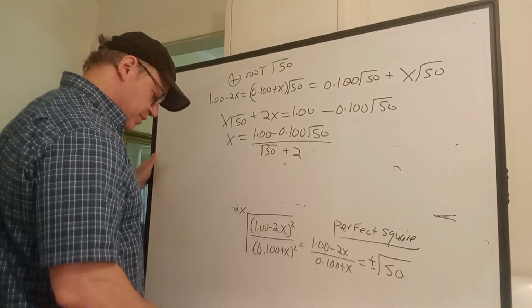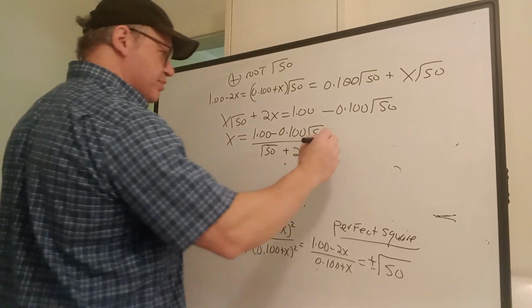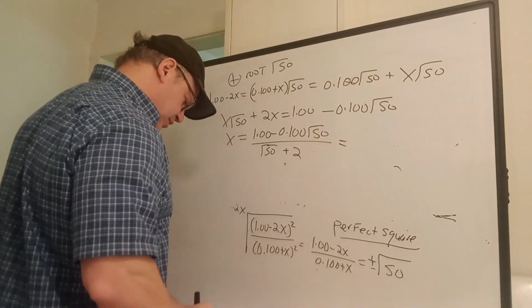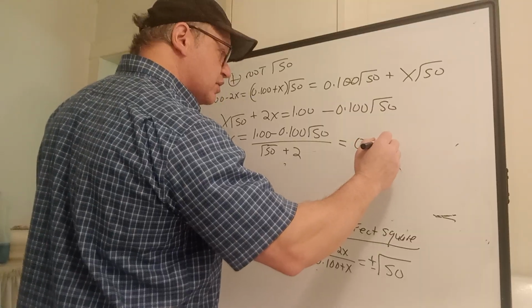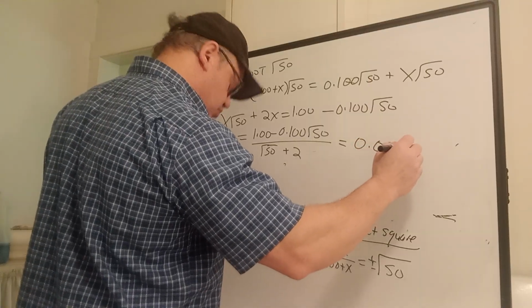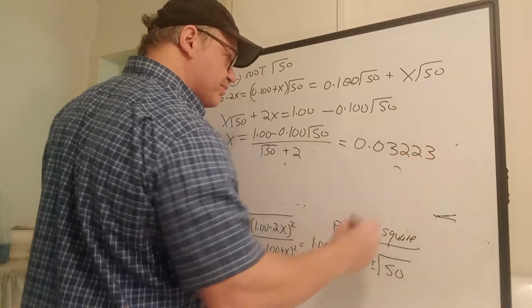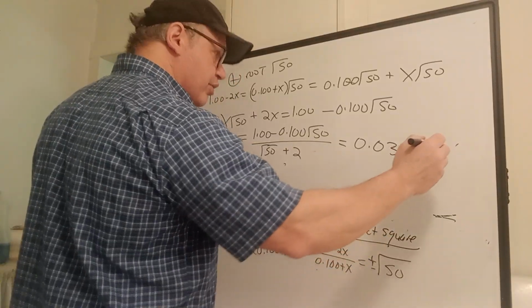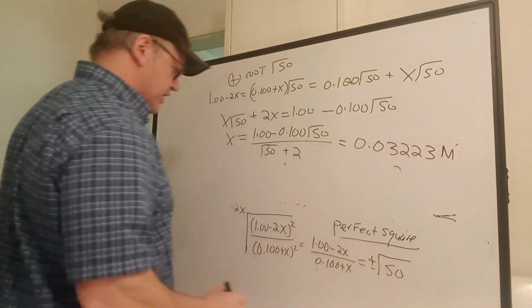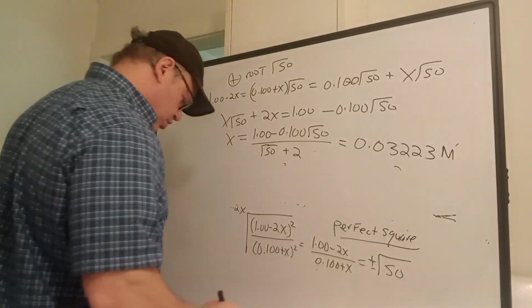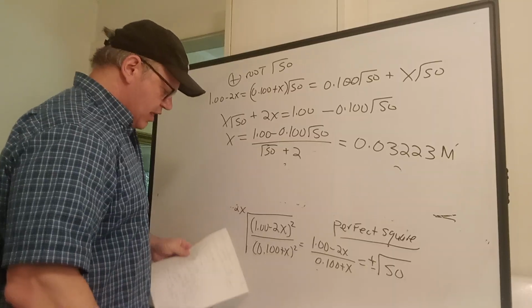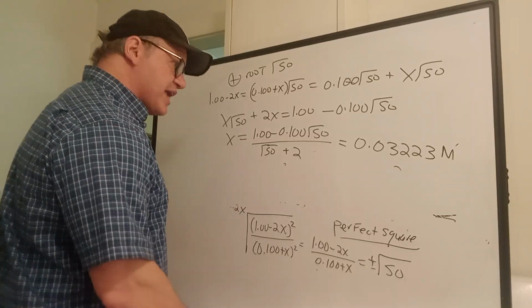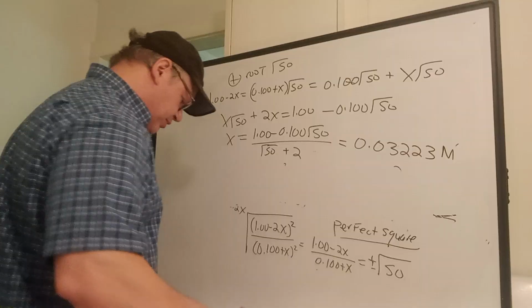Make sure it's correct. Easy to make a typographical error on the board. Do the math out on your calculator. I'm going to keep it to some extra sig figs, just 2, 2, 3 molar. Again, I'm just keeping extra sig figs on there to have things to work with on my calculator. I just keep all the numbers running. So that's x. So you go back to the equilibrium table.